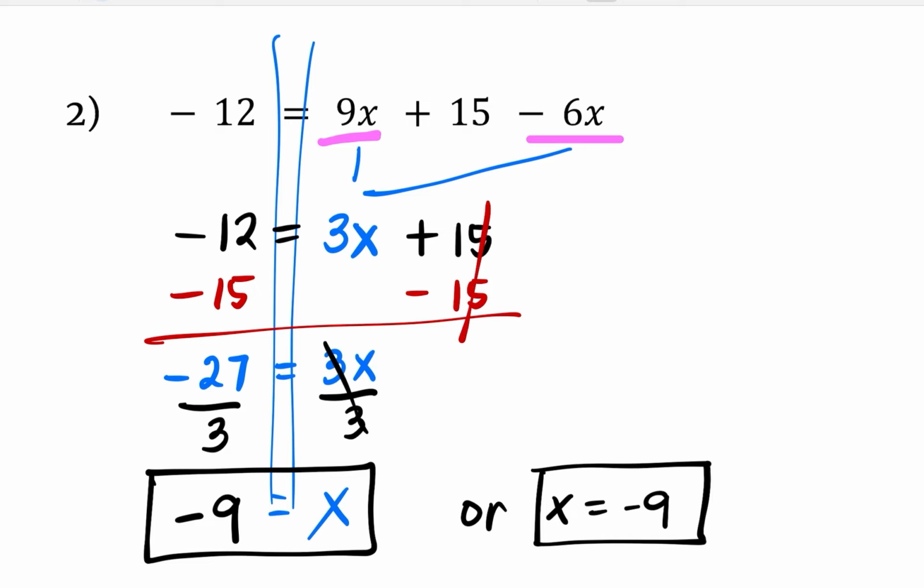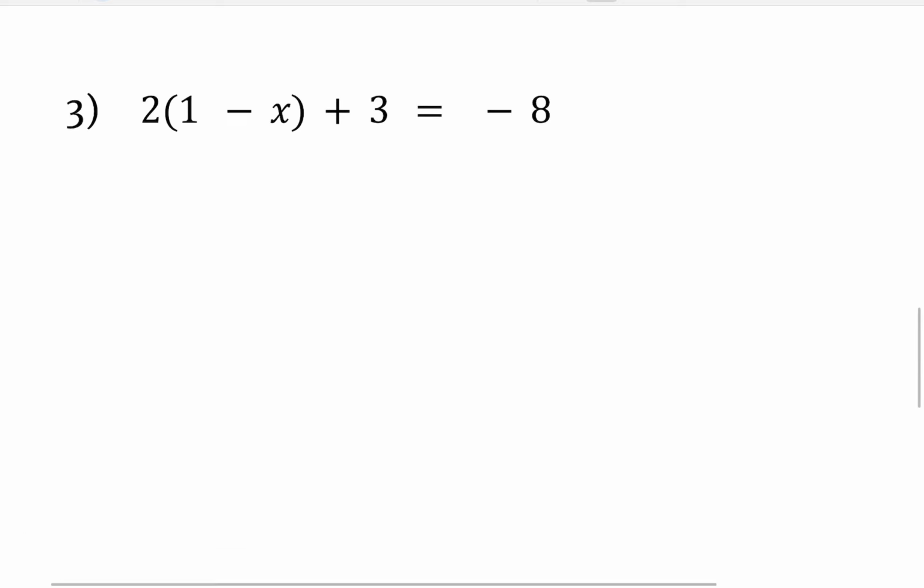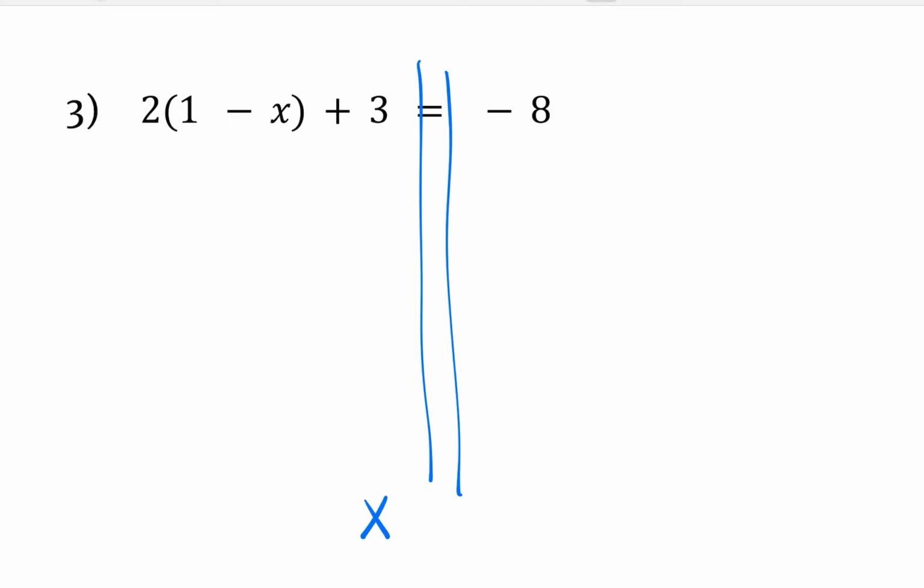Let us try solving another problem. Let's try number 3. Remember, our goal is to isolate x, get that x by itself. There is nothing that we can combine on the left hand side. But there is the presence of a parenthesis. That would mean we are going to do the distributive property first. So we're going to apply PEMDAS.